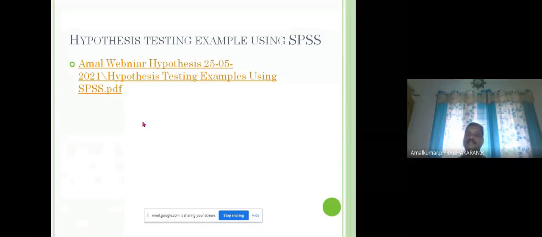Based on the research hypothesis, the researcher develops some statistical hypothesis. The statistical hypothesis is a more formalized form of hypothesis, a statistical form of the research question. In the case of the statistical hypothesis, there are two parts, a null part and an alternative hypothesis. So every null has three alternatives. These we have already discussed. Then I am moving to my third part, that is the hypothesis testing example using SPSS.